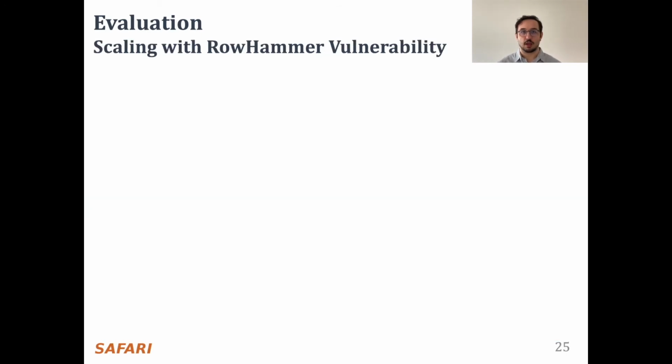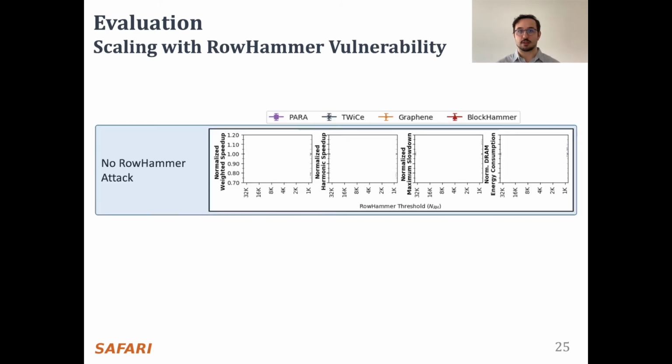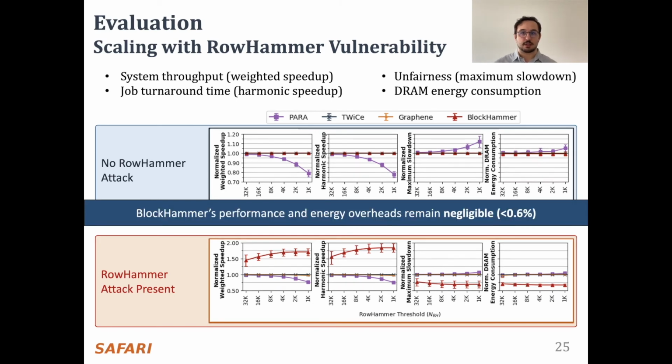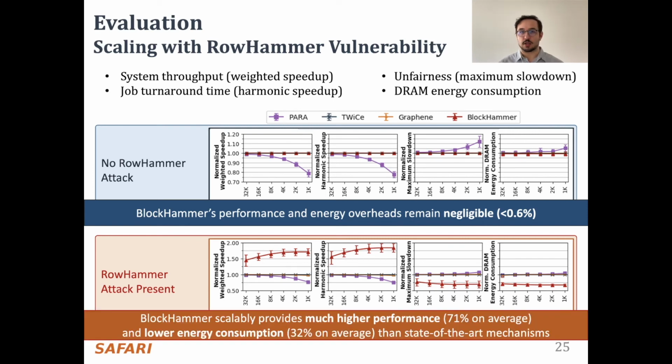We conduct a scalability study with worsening RowHammer vulnerability, again for the cases where there is no RowHammer attack and when there is a RowHammer attack present. For this study, we scaled the RowHammer threshold from 32K to 1K. We observed that BlockHammer's performance and energy overheads remain negligible even when the RowHammer threshold is scaled down to 1K. And BlockHammer scalably provides much higher performance and lower energy consumption than state-of-the-art mechanisms when there is a RowHammer attack present.